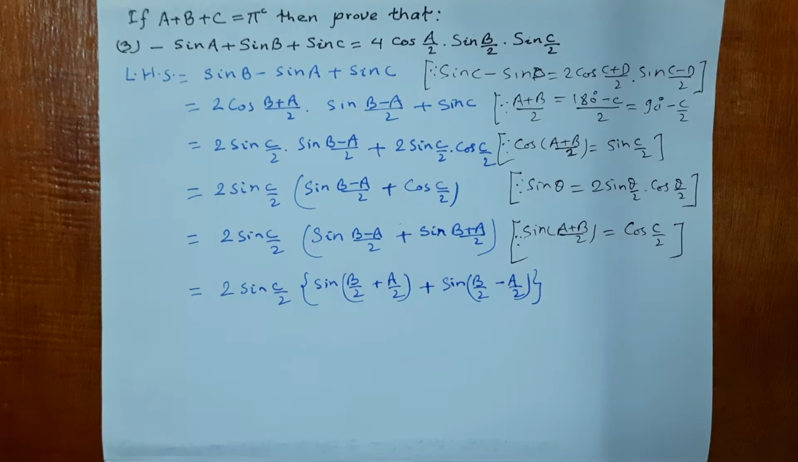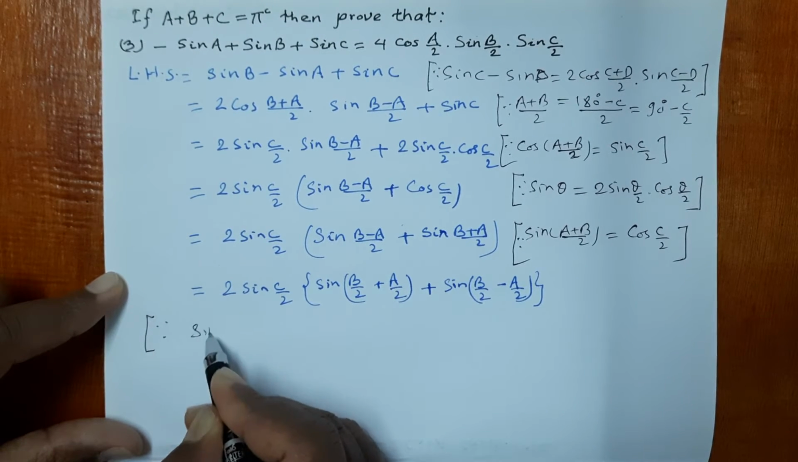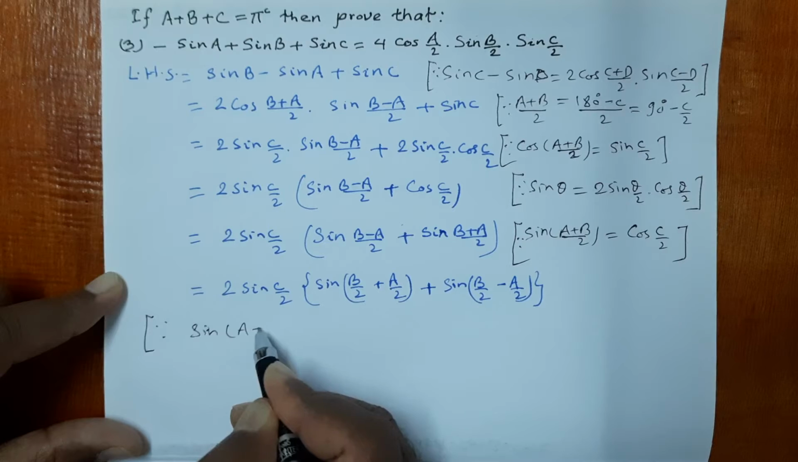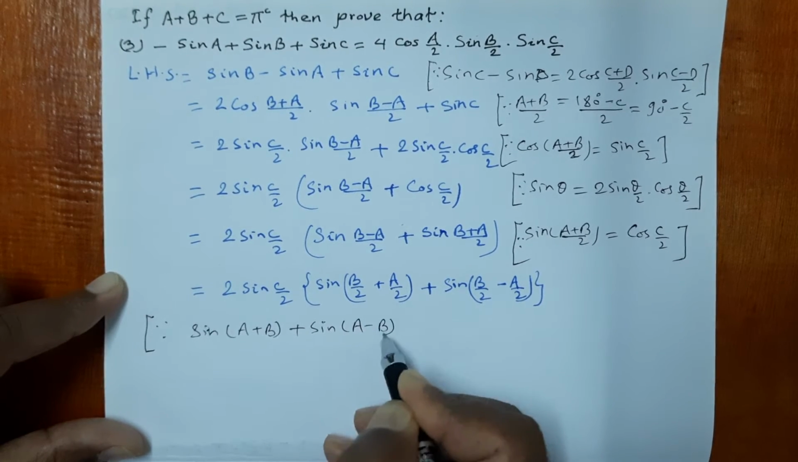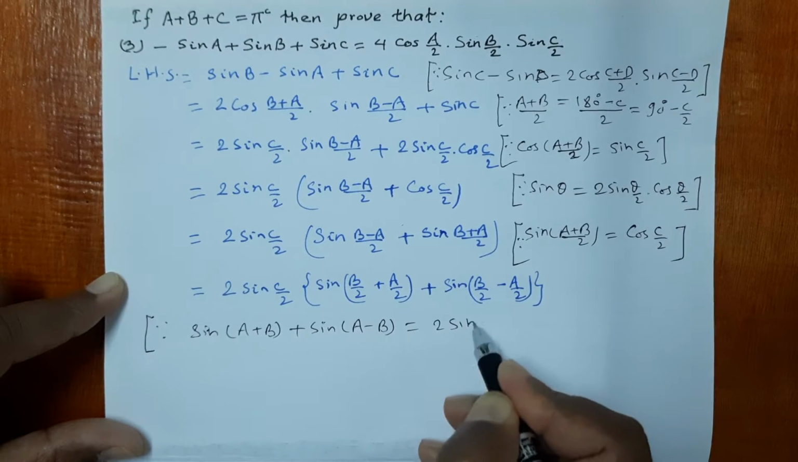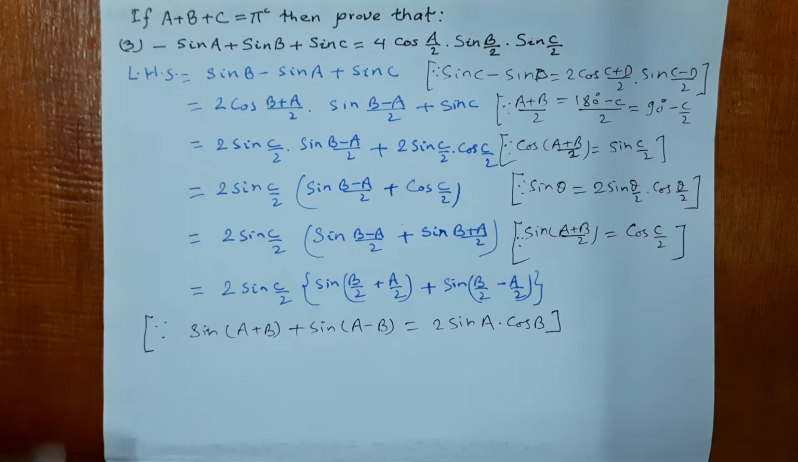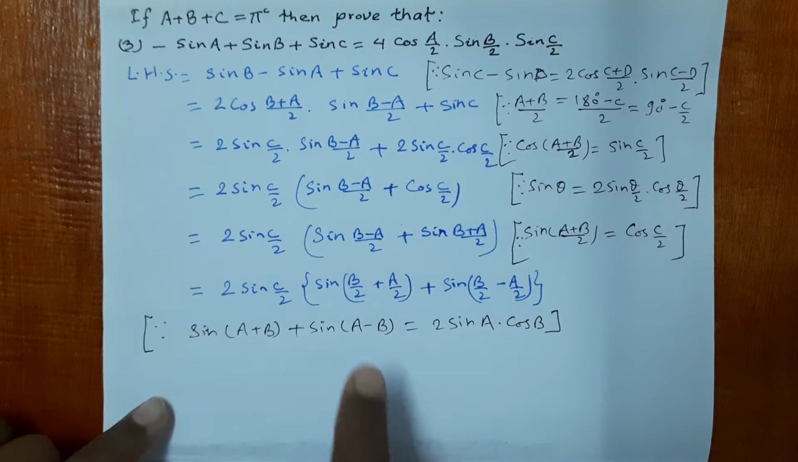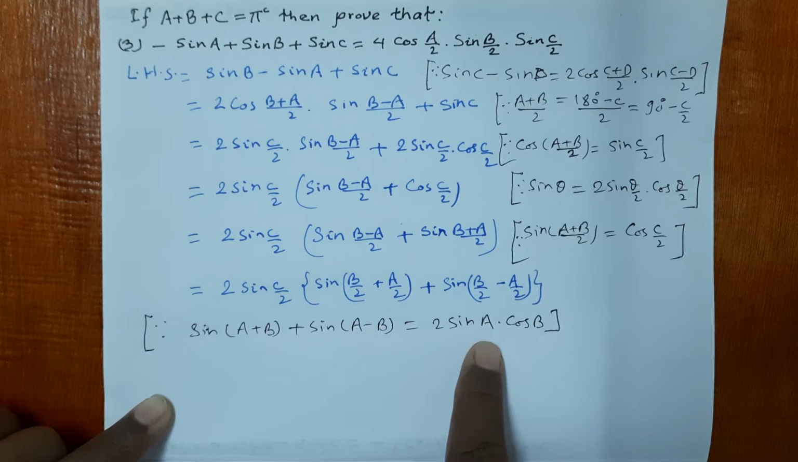Now we can use the formula of sine a plus b plus sine a minus b. You know that formula, sine a plus b plus sine a minus b is 2 sine a cos b. So using that formula, in place of a we have b over 2, in place of b we have a over 2. We can write this equals 2 sine b over 2 cos a over 2.